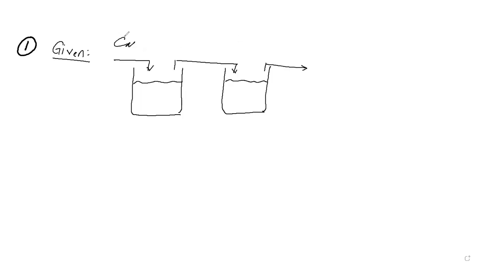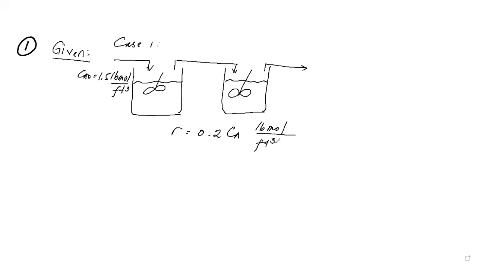So this is case 1, the original scenario. You have two MFRs in your system, and your initial concentration here is 1.5 pound mole per cubic feet. The rate law is given as 0.2 Ca, with units of pound mole per cubic feet per minute.